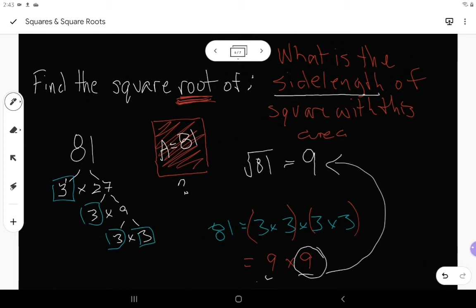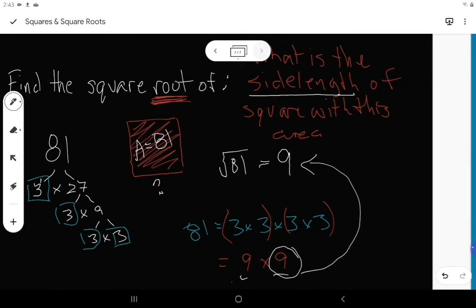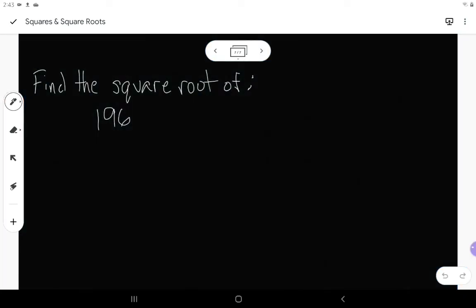So that means 81 can be written as 9 times 9. The square root of 81 is just that single 9. It's that one single side length. Okay? Let's do one more. Find the square root of 196. So again, what is the square root, that check mark symbol, of 196?